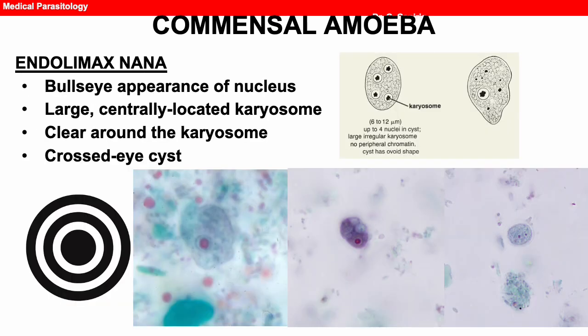For Endolimax nana, a very characteristic feature is the bullseye appearance of the nucleus. They have a large, centrally located karyosome. It is similar to Entamoeba histolytica in that it has a central karyosome, but for Endolimax nana, the karyosome is large. It has a clear area around the karyosome, and they are also known as the crossed-eyed cyst.